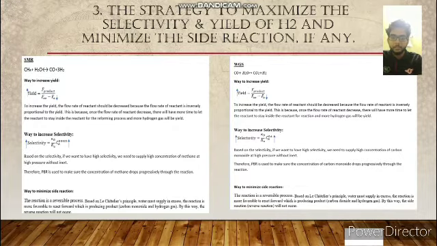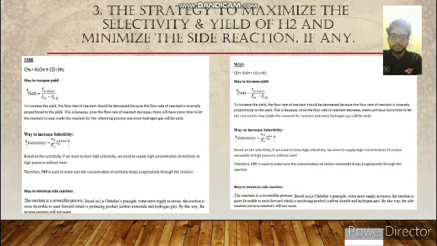Based on selectivity, if you want to have high selectivity, we need to supply a high concentration of methane at high pressure without inert. Therefore, PBR is used to make sure the concentration of methane drops progressively throughout the reaction.